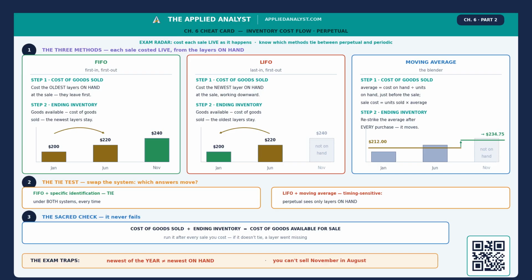Moving average. Restrike a new average after every purchase. Average equals cost on hand divided by units on hand, and each sale is costed at that live average. And the sacred check that never fails. Cost of goods sold plus ending inventory equals cost of goods available for sale. Always.